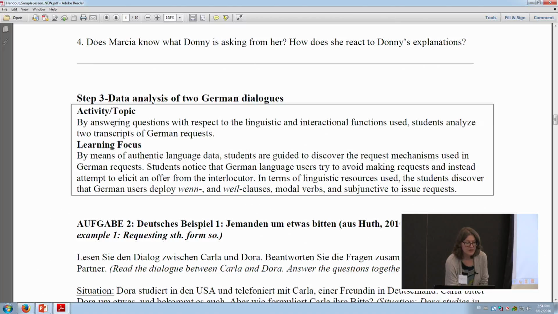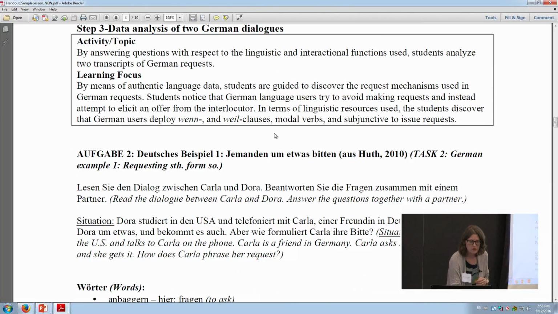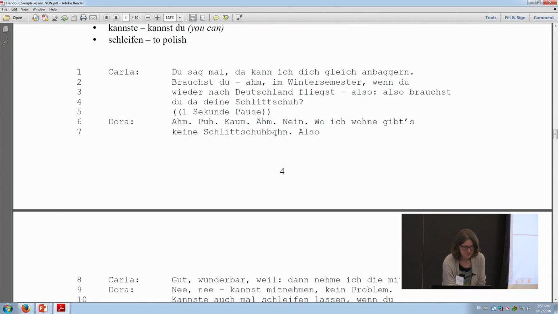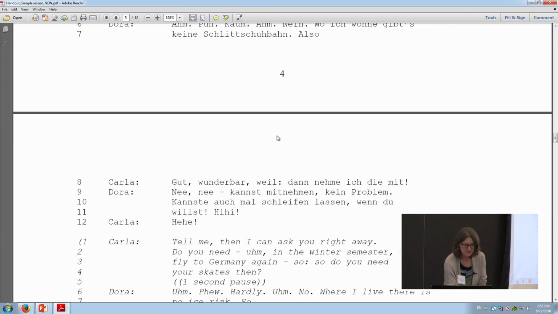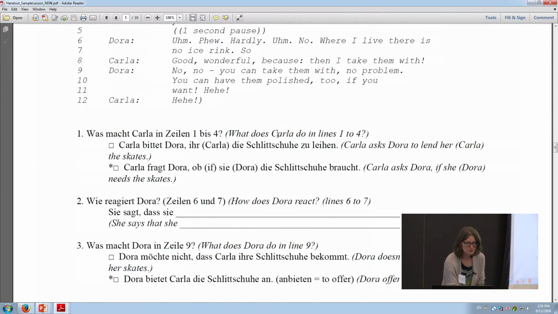And again, students answer questions with respect to the linguistic and interactional functions that are used in these dialogues, and then the students analyze 2 transcripts on their own, yeah? And so the learning focus right here, so they will be on the lookout for different linguistic interactional features, okay? And I don't want to go over every single detail here, but you see on pages 4, 5, here's the dialogue, and there are questions for the students.